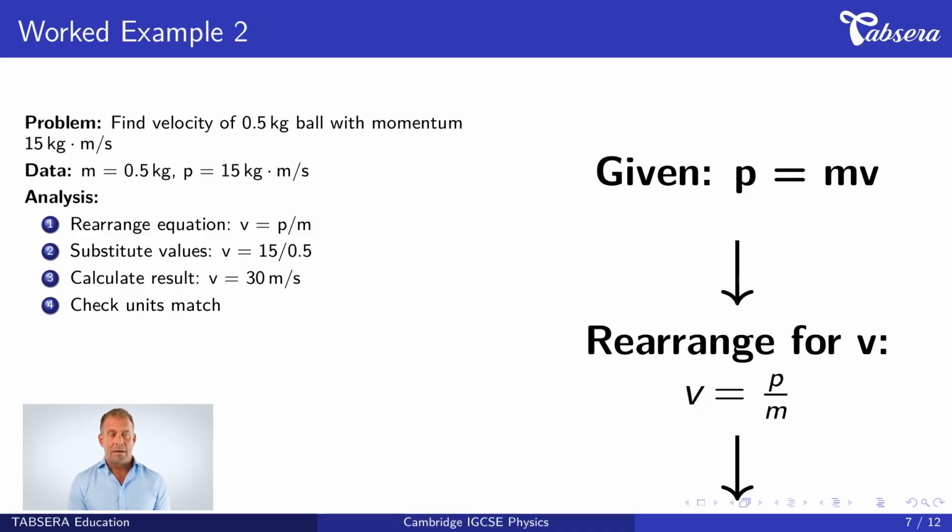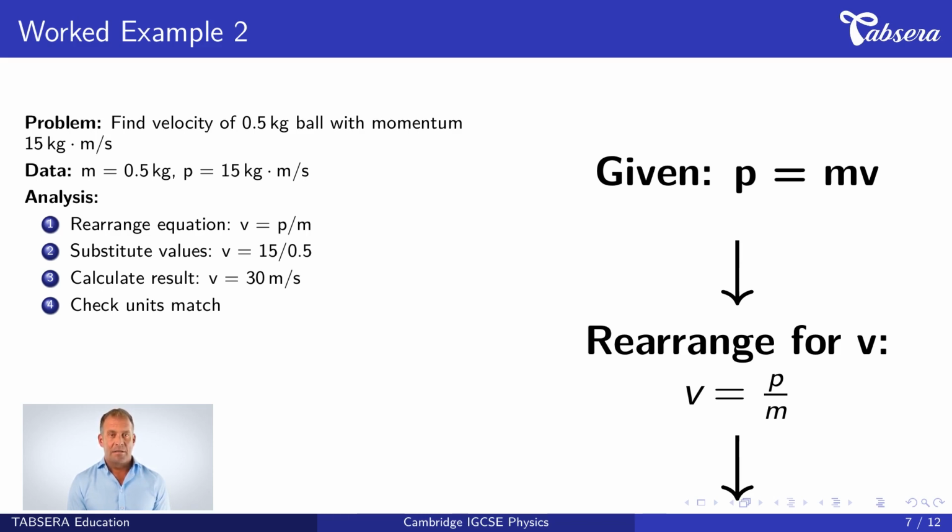Example 2 applies the same principle differently. The problem is, find velocity of a 0.5 kilogram ball with momentum 15 kilogram meters per second. The data shows mass equals 0.5 kilograms and momentum equals 15 kilogram meters per second.